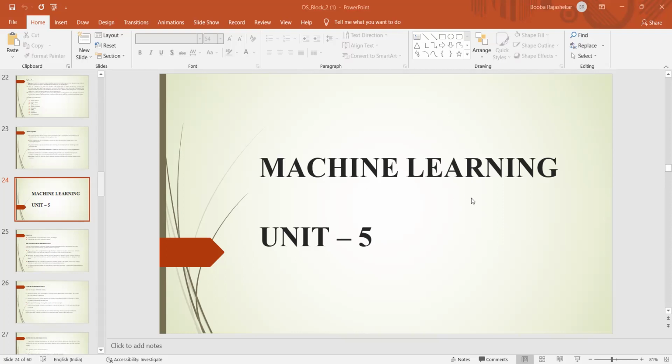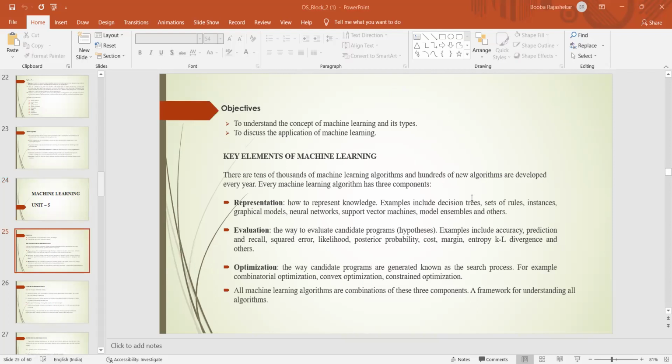Machine learning. So what are the objectives of machine learning? The machine learning techniques are another method used in data science. The objective is to understand the concept of machine learning and its types, and to discuss the applications of machine learning. So this is the major category. It is used in the machine learning techniques.